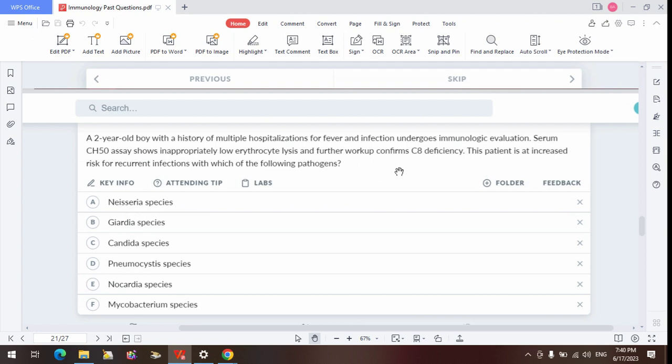How about C1 and C4? Anybody that has the early ones, maybe between C1 to C4, usually has pyogenic and respiratory tract infections from encapsulated organisms like strep pneumo and the like, such as sinusitis, otitis media, upper respiratory tract infection, and all those things.